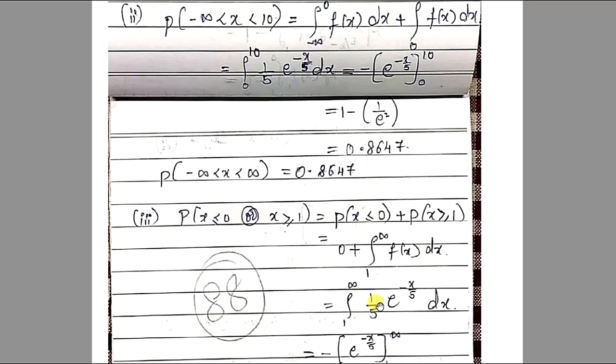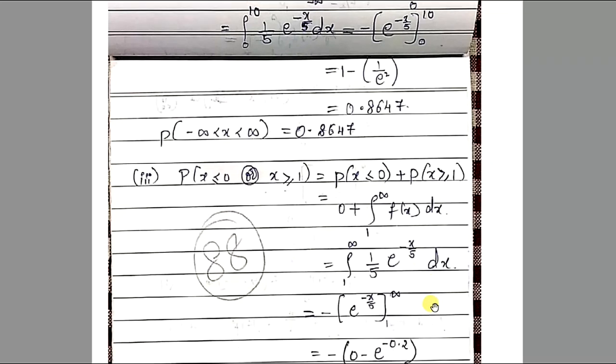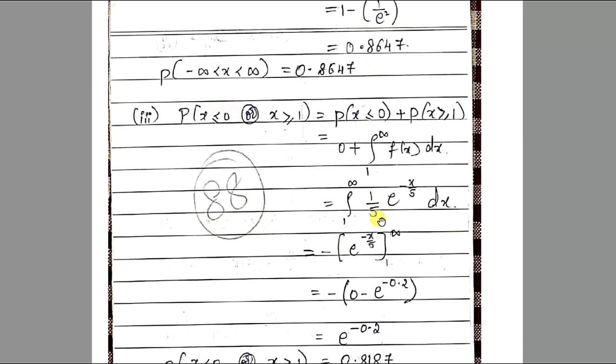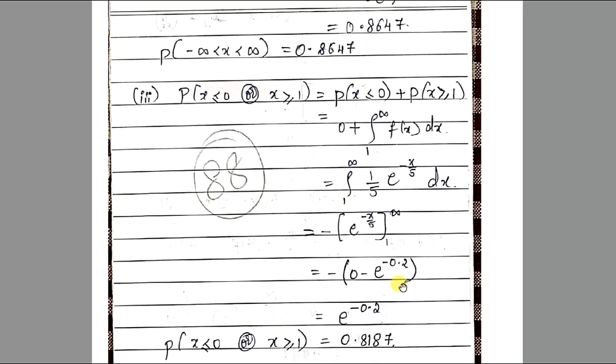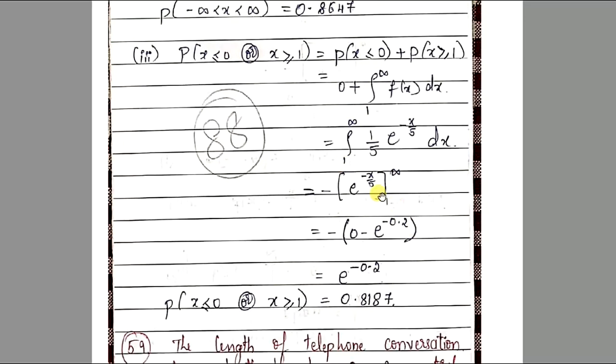Now from 1 to infinity, f of x is constructed as 1 by 5 e to the power of minus x by 5 into dx. The integration of e to the power of minus x by 5 is e to the power of minus x by 5 divided by minus 1 by 5. The 1 by 5 terms cancel each other. It will be minus e to the power of minus x by 5 between the limits 1 to infinity. When you apply the limits, you will get e to the power of minus point.